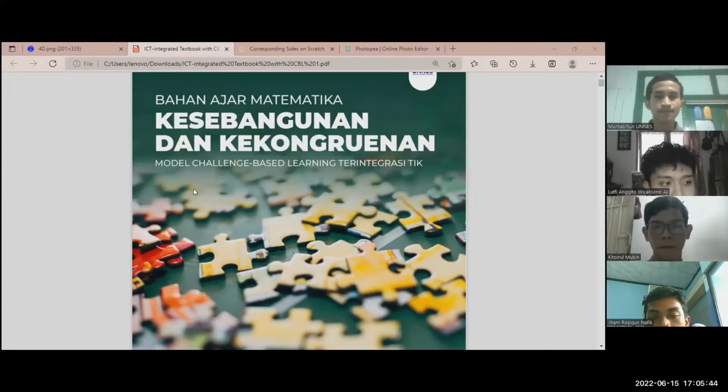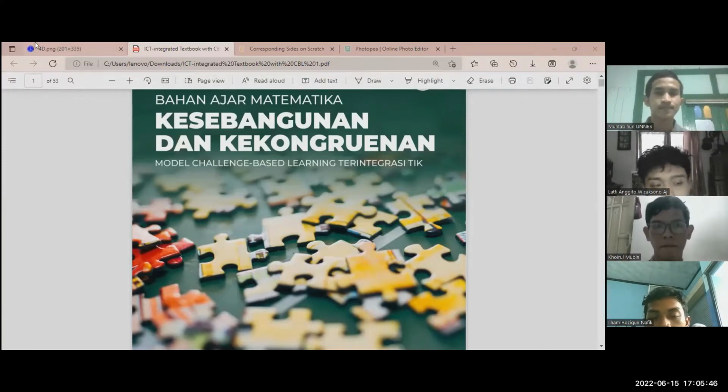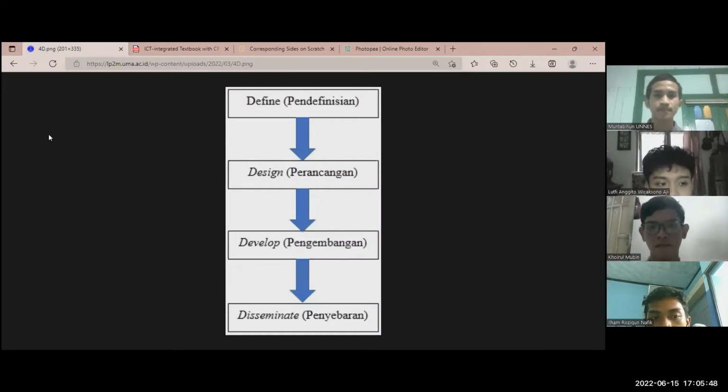Okay, thank you, Bihun. In developing the textbook, we use a modified 4D method that uses only 3 stages instead of 4. In the define stage, we define various mathematical problems that students face by doing a literature review. We also define the needs of students and what we can do to solve the problem.